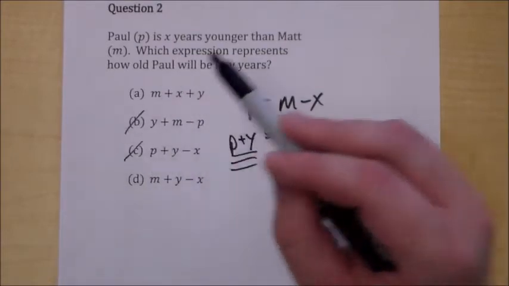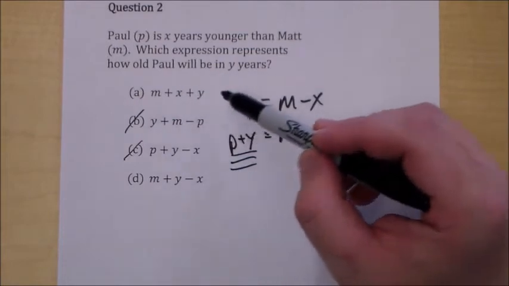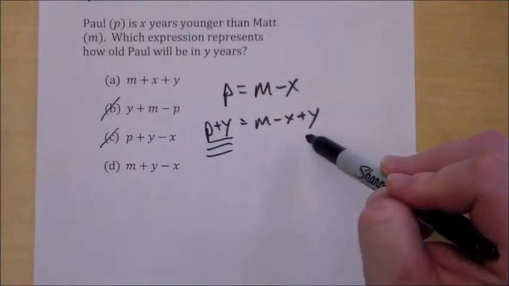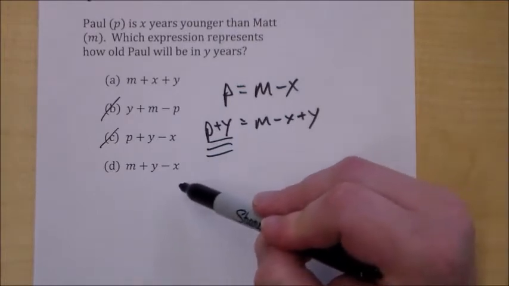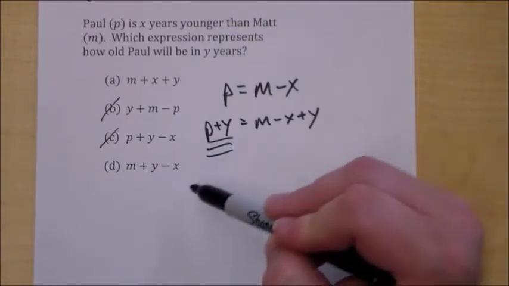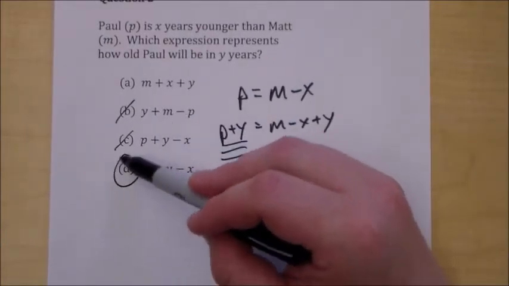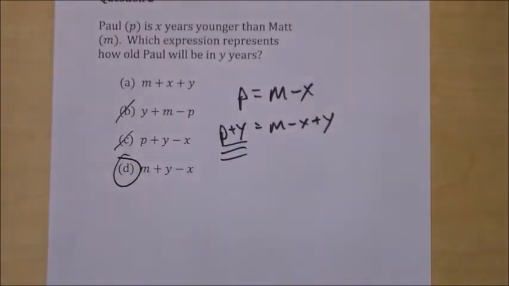So you know B and C can't be the right answer. And you have M plus X plus Y. No, that's not right. And here, plus Y minus X. Is that the same thing? Yeah, because both of these are adding Y and subtracting X. They do them in different orders, but that's okay. If you're fluent with the commutative property of addition, you shouldn't be scared by this. D is your answer, and we're good to go.